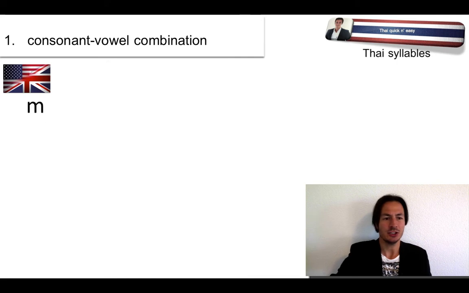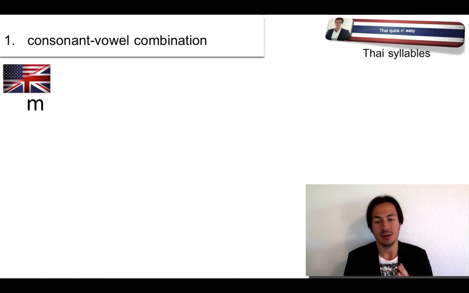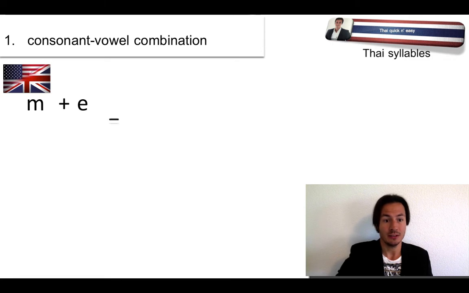So in English, you usually have a consonant. Let's take the M consonant. What you do then in order to create a syllable, or sometimes not only a syllable but a word, because some words are just one syllable words, you add a vowel. For instance, here we take the E vowel. These two together combine to the syllable, or this syllable also is a word, me.